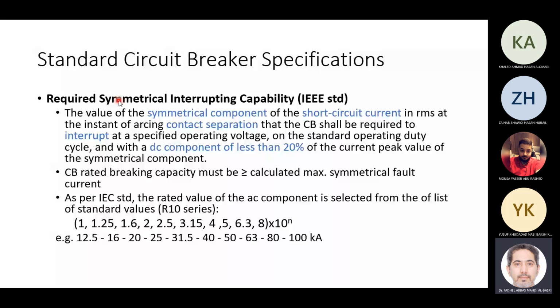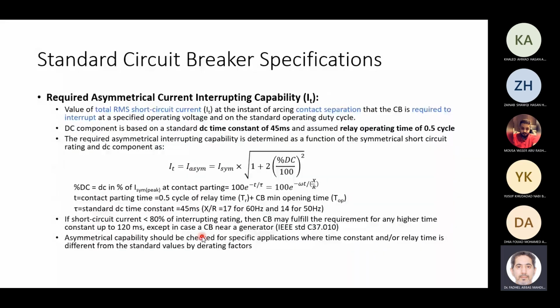The breaking capacity also has standard values: 12.5K, 16K, 20K, with a factor of 1.25. This series is famous and adopted by the IEC. You don't have to memorize this. Another standard they specify, especially in older standards, is the required asymmetrical current interrupting rating.